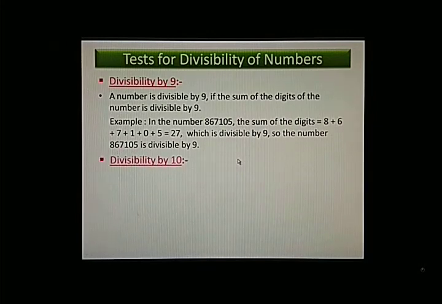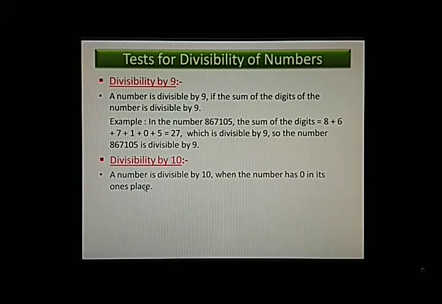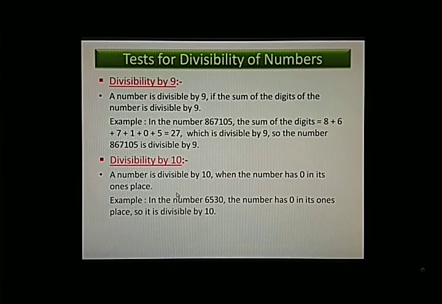Now next, divisibility by 10. Here, in order to check the divisibility by 10, what you have to do is see the ones place. In the ones place, the value should be 0. Nothing else. Only if it is 0 can we say it is divisible by 10. Say in this case 6530. In the ones place it is 0. So obviously it is divisible by 10.